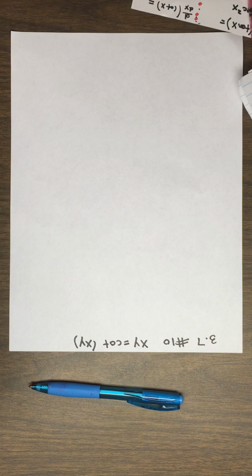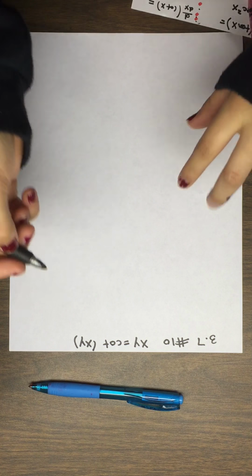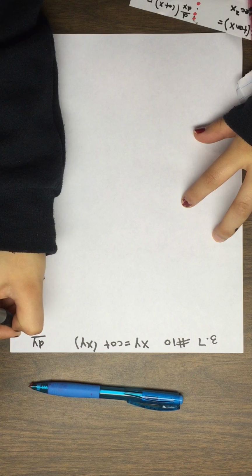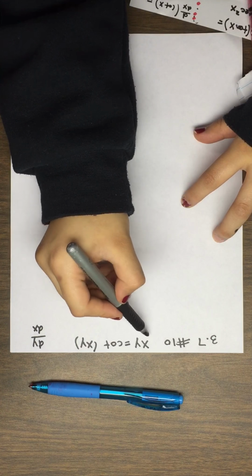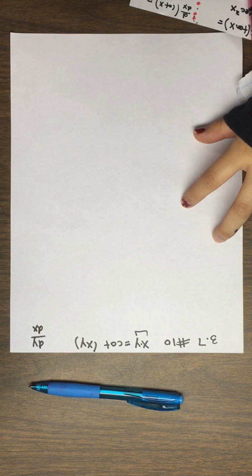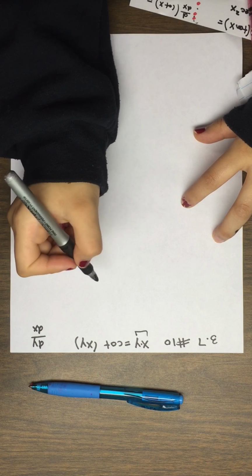So we're going to be doing 3.7, number 10. And the goal here is to find the derivative, dy/dx, okay? So we're going to take this one, and we're going to use the product rule because it's multiplication. Just imagine a little multiplication sign.